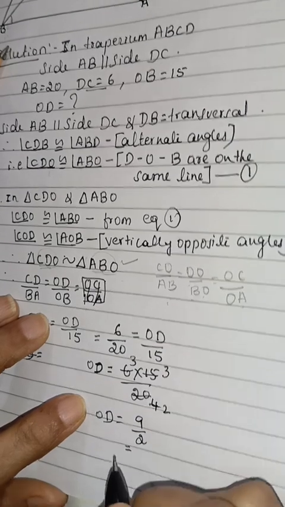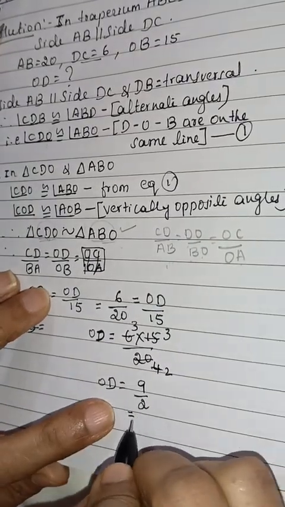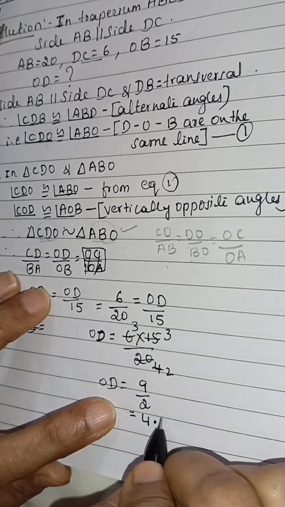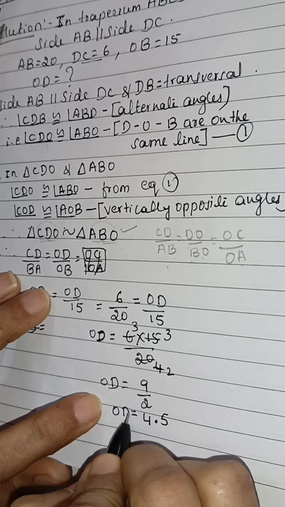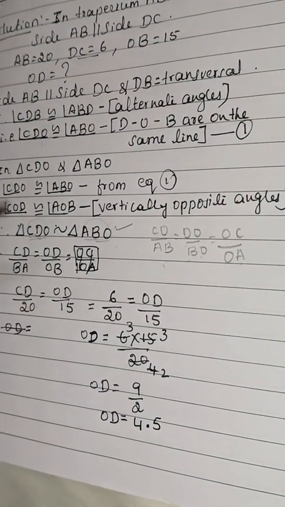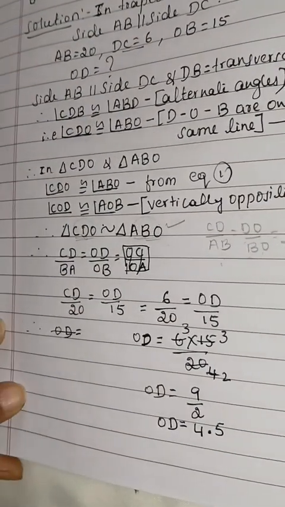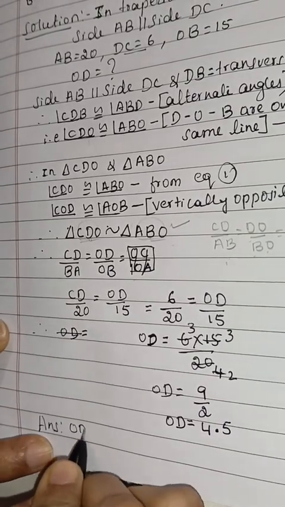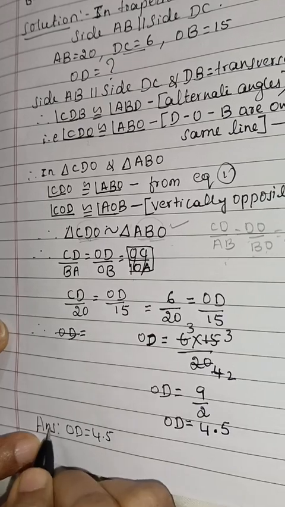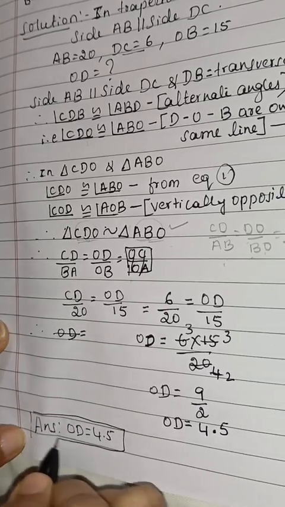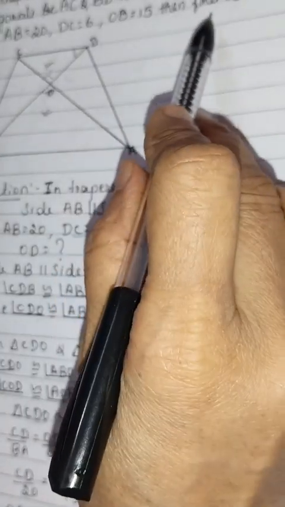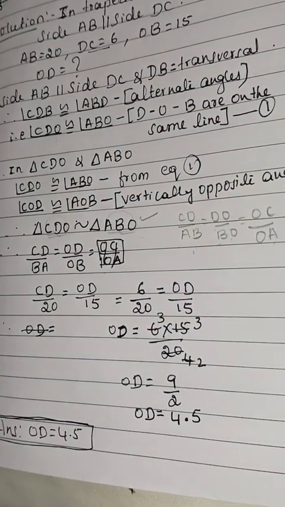2 4s are 8, 1 remain 10, 2 5s are 10, that's OD is 4.5. Therefore answer is OD is 4.5. Okay, that is, say, find OD. OD is 4.5, okay.